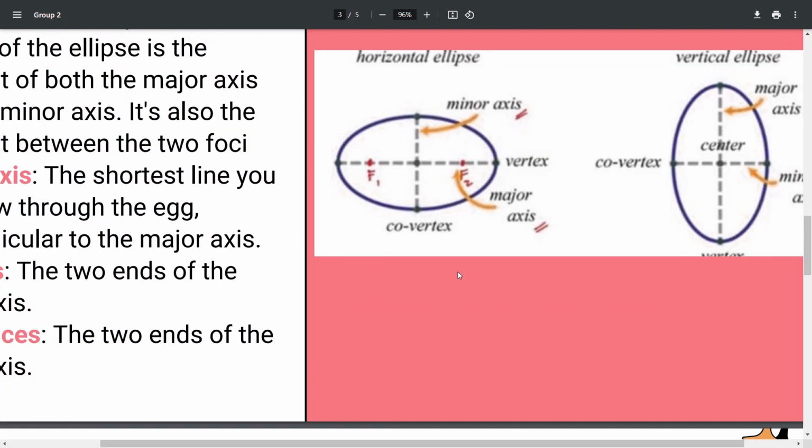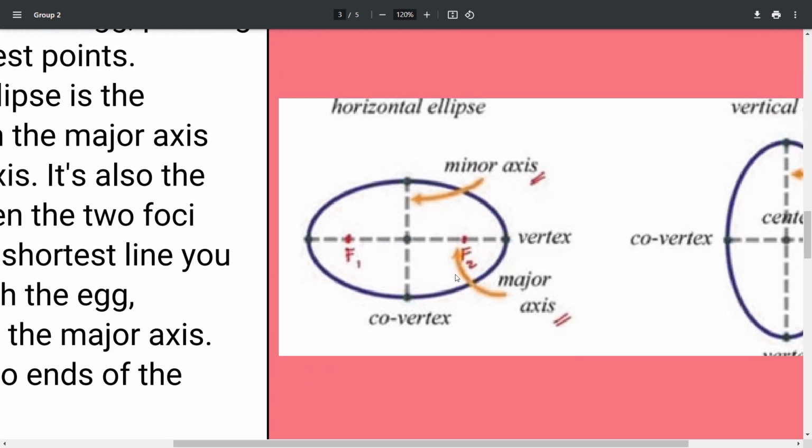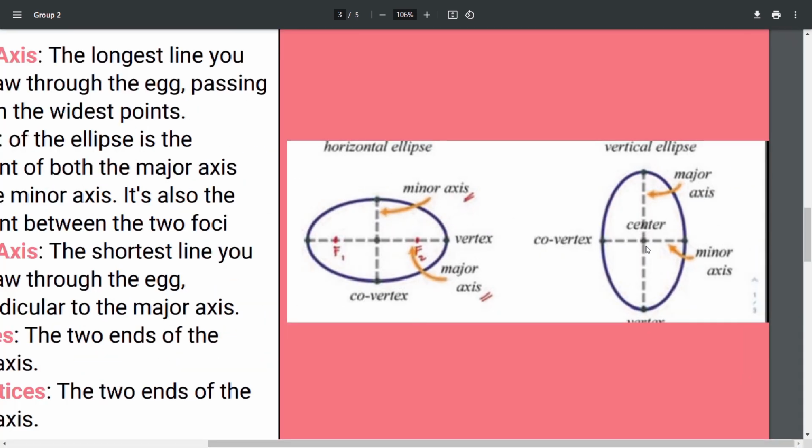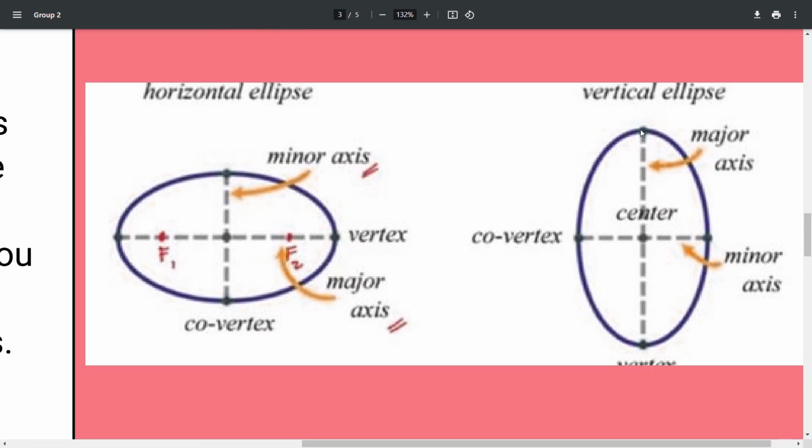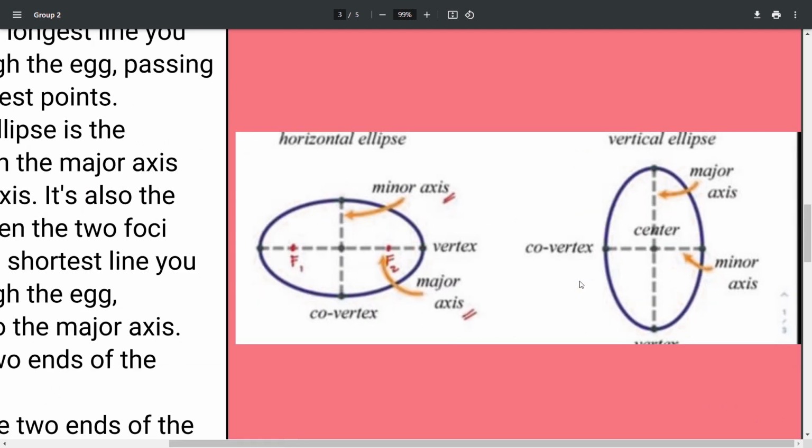Next is vertex, the two ends of the major axis. So the major axis is the longest line in our ellipse. So this is the major axis. Then the endpoint of this is called vertex. This is vertex, and this is vertex. And this is the major axis. This is a vertex, this is a vertex.